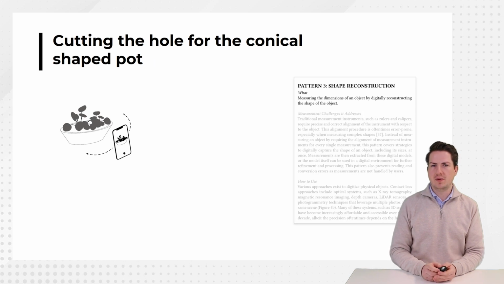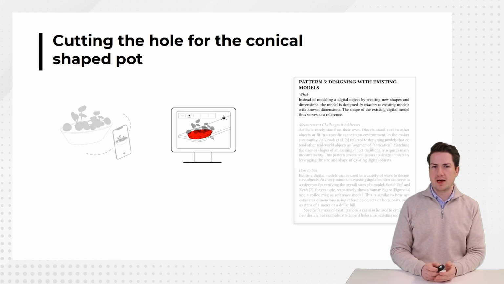In a second stage, we need to cut the actual hole in the plank for fitting the conical shaped pot. And instead of trying to measure the dimensions of this pot, we use a different approach, starting with measurement pattern 3, which includes strategies to measure objects using 3D reconstruction techniques. For example, by taking multiple photos of the pot using a smartphone and using 3D reconstruction software. After the shape of the pot and the plank is digitized, pattern 5, designing with existing models, is used to create a hole in the plank without specifying the dimensions of this hole.